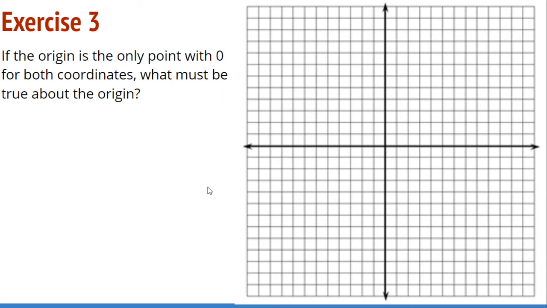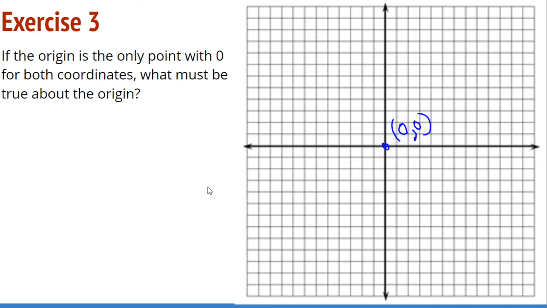Exercise 3. If the origin is the only point with 0 for both coordinates, what must be true about the origin? So the origin is here. It has 0 and 0 for its ordered pair. So what is true about the origin? Stop and think about that for a moment. What must be true about the origin?